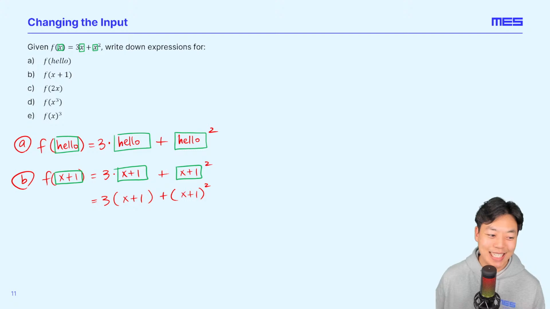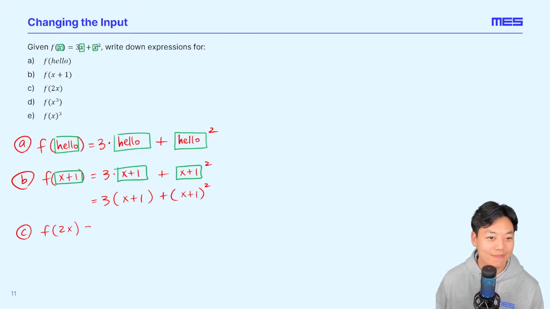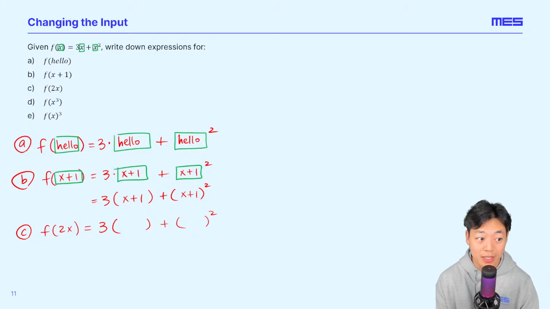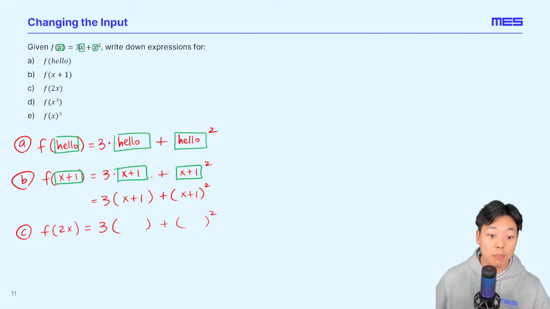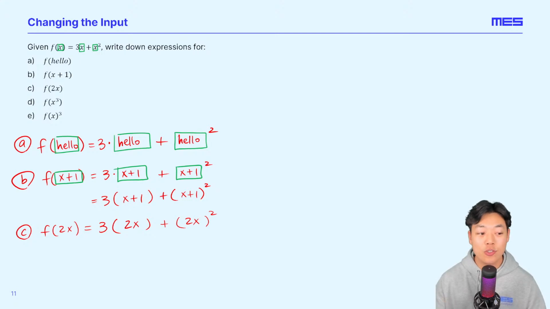Let's try letter C. Letter C, we have f of 2x. F of 2x then will be, let's slowly start to break away from these green boxes and use parentheses instead. We will have 3 parentheses plus parentheses squared. So keep in mind, we're still doing the same thing, right? The green boxes have just become the red parentheses. So if 2x here and 2x here, we can go ahead and distribute and combine like terms thereafter.